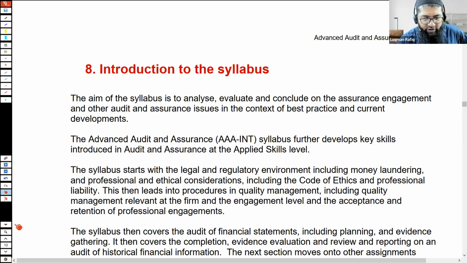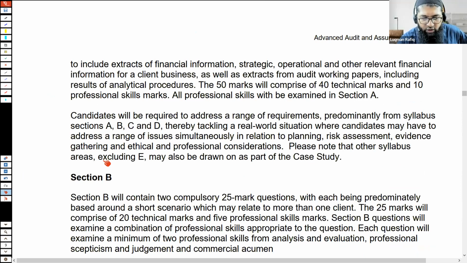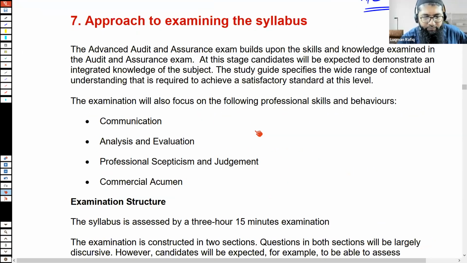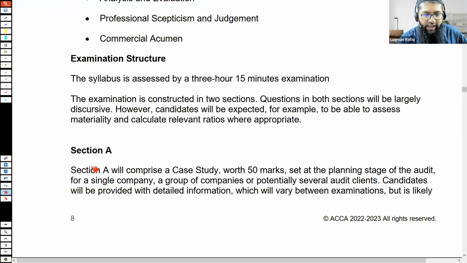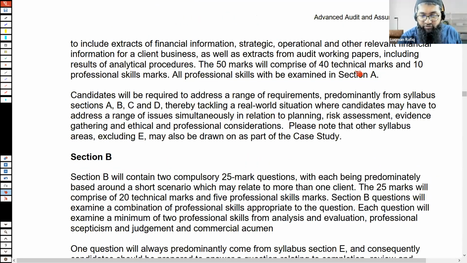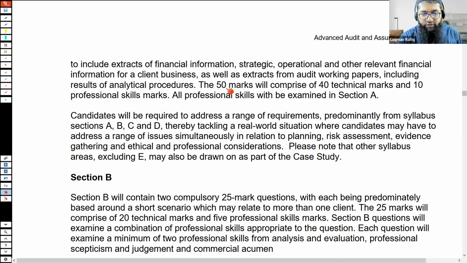So if I could just take you through this. It says section A will comprise a case with 50 questions, a 50 mark question. Candidates will be provided detailed information which will vary between examinations. So there are going to be 40 technical marks and 10 professional skill marks. All professional skills will be examined in section A.